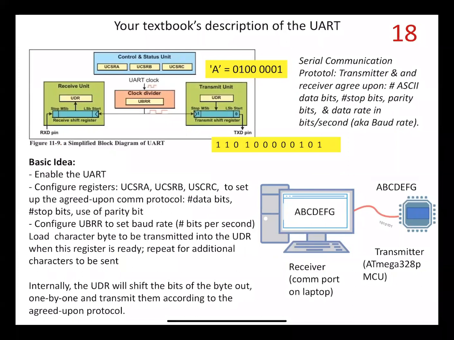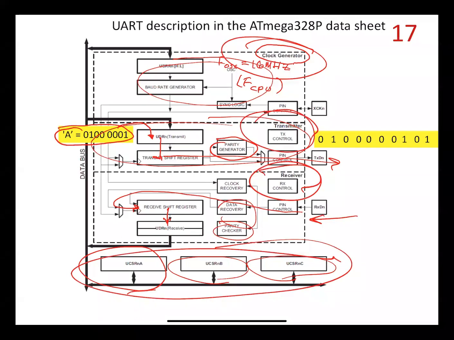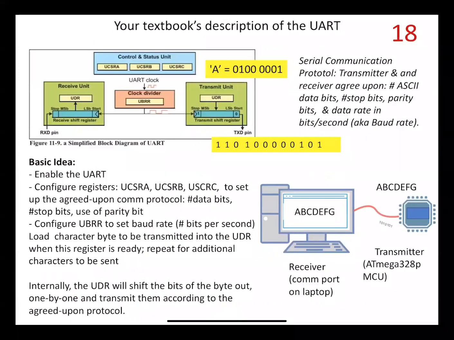I'm going to go back to the previous slide here. What are the major subsystems? We have our clock generator, we have our transmitter, we have our receiver, and then we have all these configuration registers. So there are four major pieces: the clock, the transmitter, the receiver, and then the control and status unit, which has those various registers.